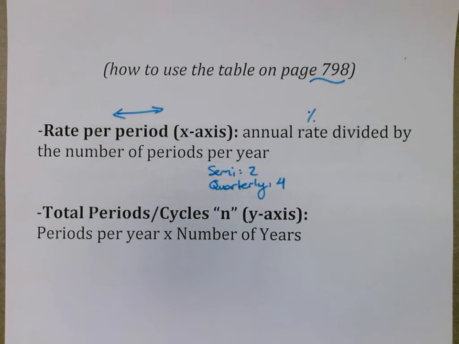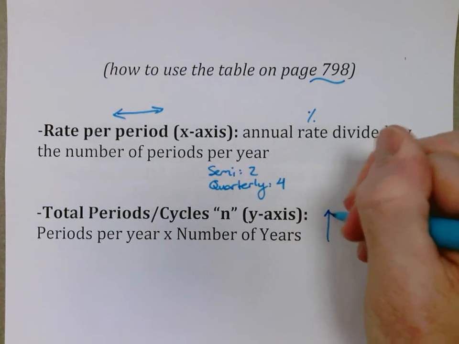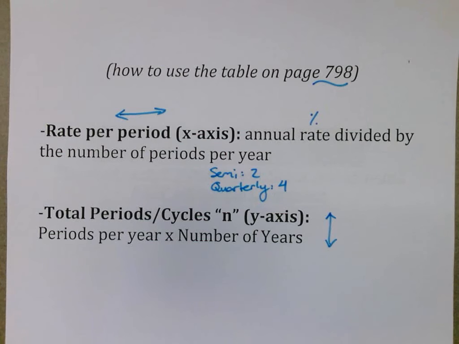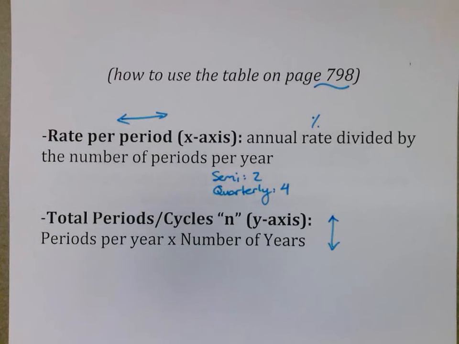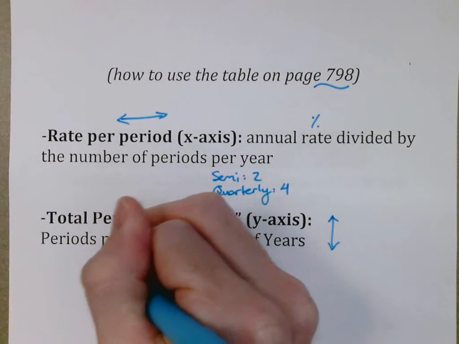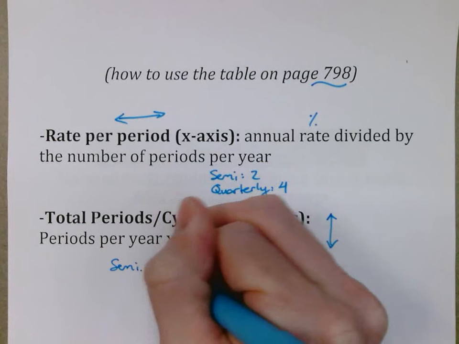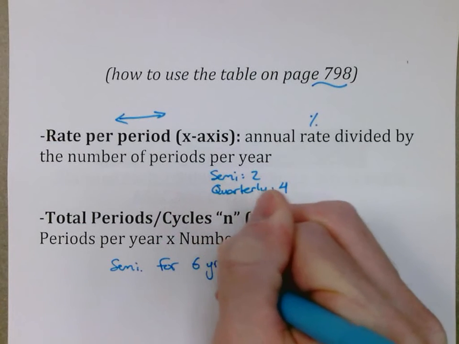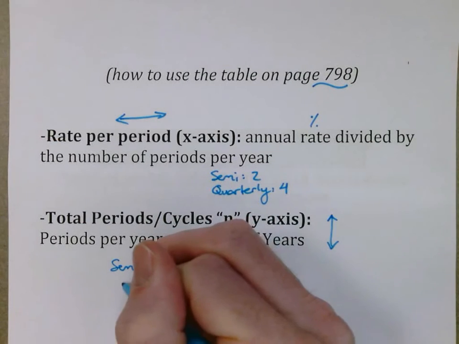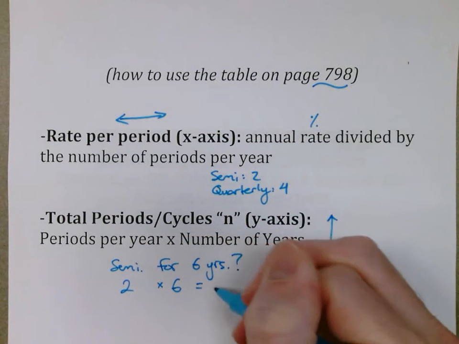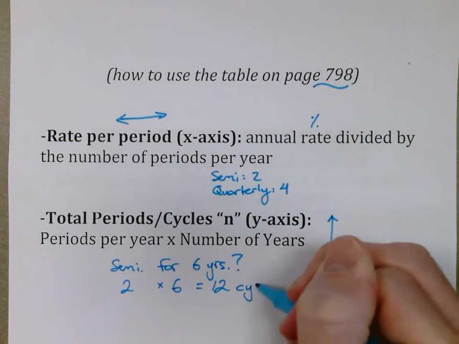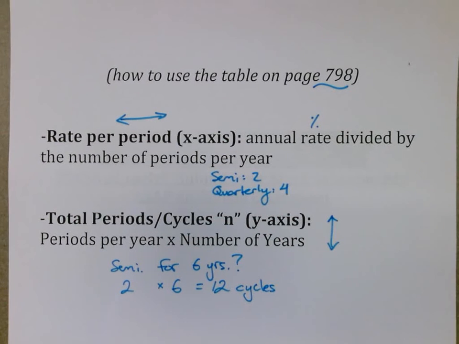Now for the total periods or the total cycles, referred to as N, along the y-axis, this is along the up and down, on the left side of the table, it's the periods per year times the number of years that you want to examine. So for instance, if it was semi-annually for 6 years, semi-annually would be 2 times per year times the 6 years that I want to analyze, which comes out to 12 cycles or interest periods for that problem.